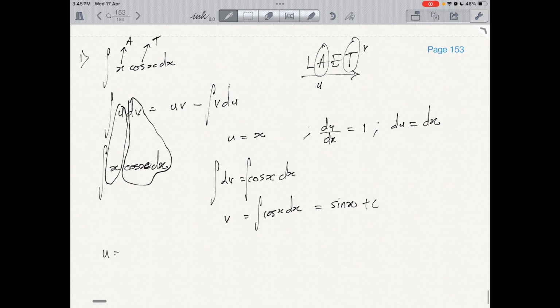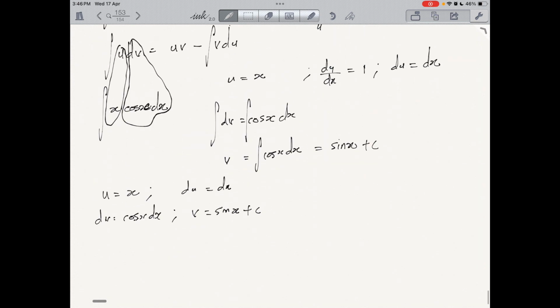Therefore, if u is equal to x, we know that du is equal to dx, and if dv is equal to cos x dx, then v is equal to sine x plus c, or we can simply say sine x. So let's go again to our formula of integration by parts, which says integral of u dv is equal to uv minus integral of v du.